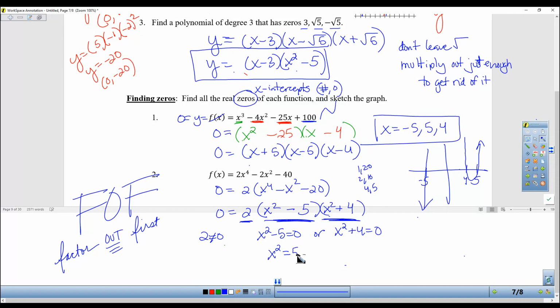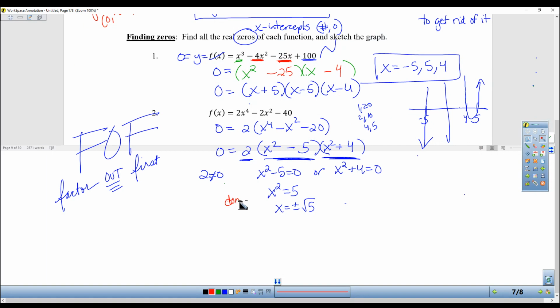X squared is equal to 5. X is equal to, don't forget your plus or minus, plus or minus the square root of 5. And on this one, you get x squared is equal to negative 4. Can we take the square root of a negative number? No. So it is going to end up with an i in it.